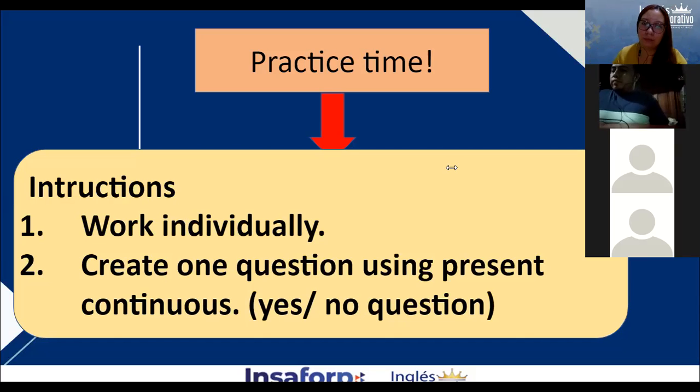Okay. Are you ready, Manuel? Yeah. Okay. Are you reading the newspaper? Are you reading? Leyendo. Are you reading this newspaper? No, not reading. Okay. Are you reading the newspaper? El periódico.